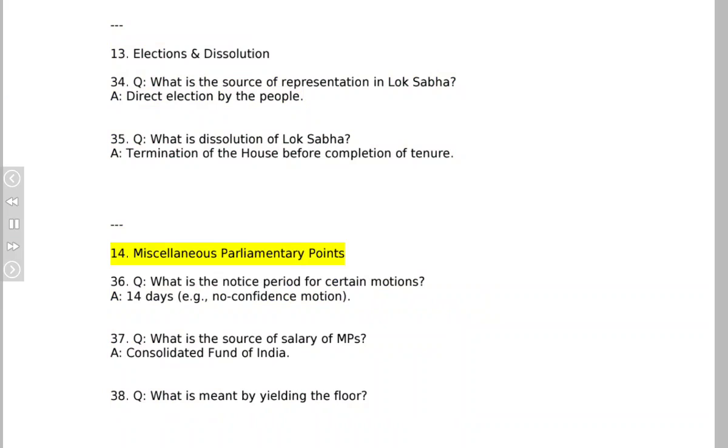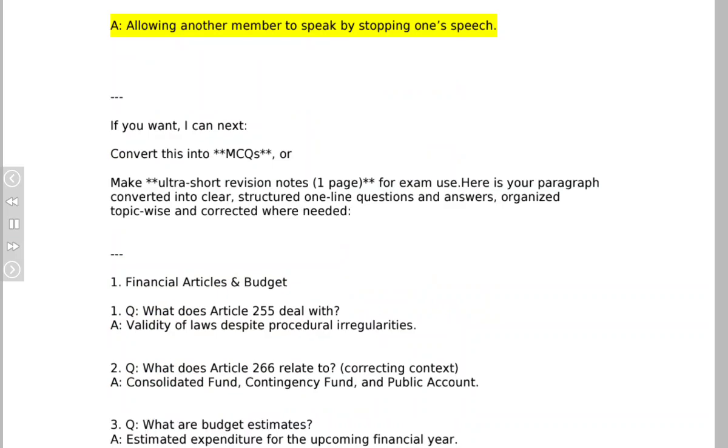14. Miscellaneous parliamentary points. 36. Q. What is the notice period for certain motions? A. 14 days, e.g., no confidence motion. 37. Q. What is the source of salary of MPs? A. Consolidated Fund of India. 38. Q. What is meant by yielding the floor? A. Allowing another member to speak by stopping one's speech.